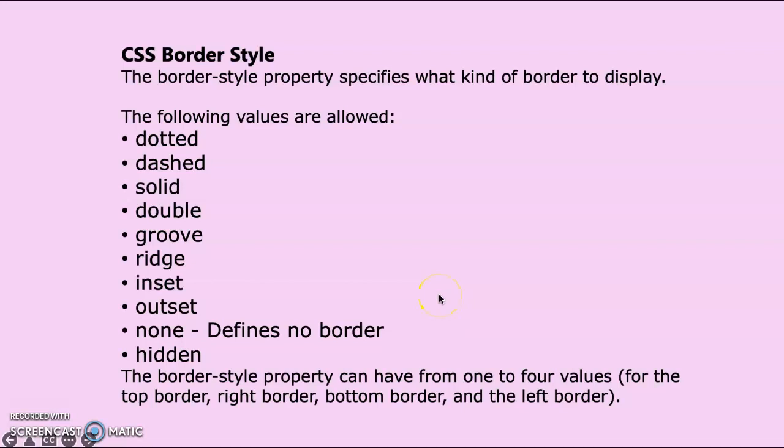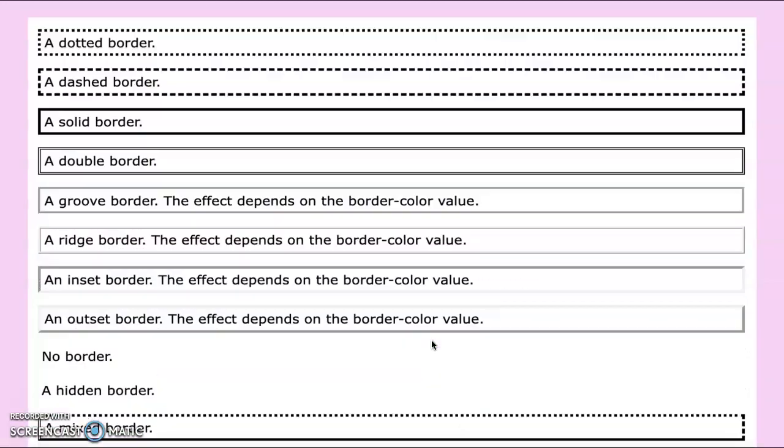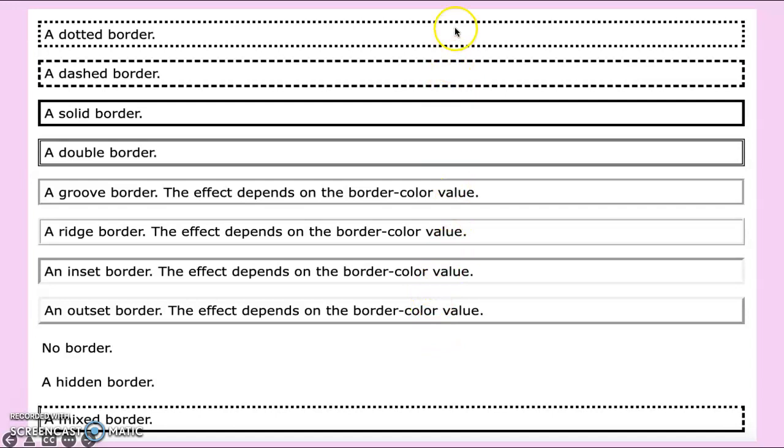CSS border style specifies what kind of border to display. The following values are allowed: dotted, dashed, solid, double, groove, ridge, inset, outset, none, or hidden. The border style property can have from 1 to 4 values for the top, right, bottom, and the left border. Here are examples of the different borders.